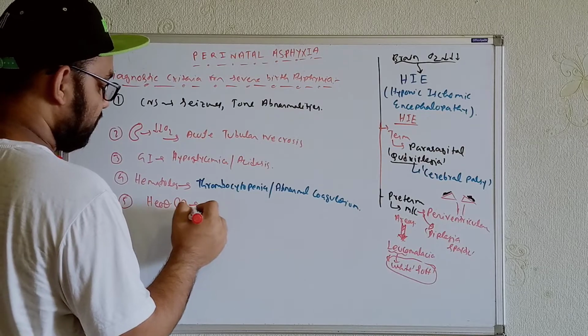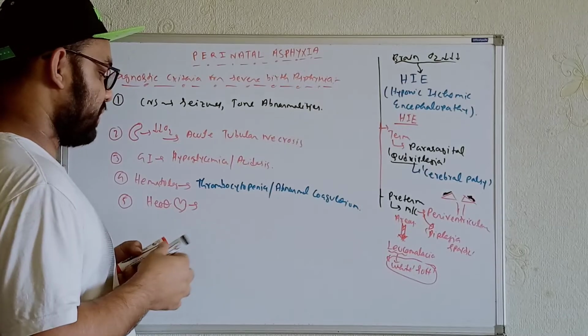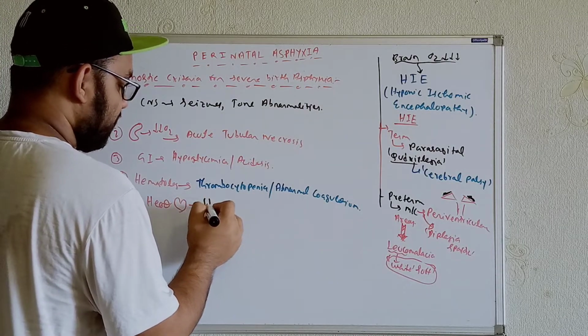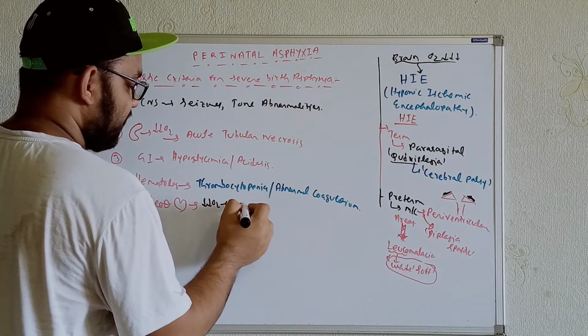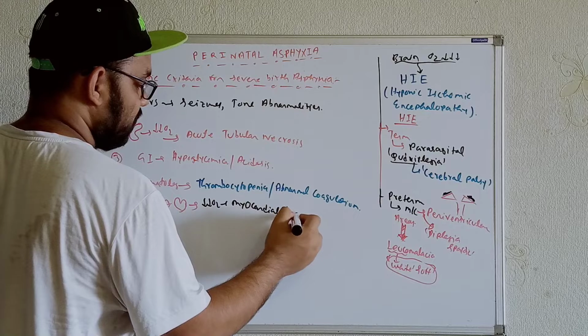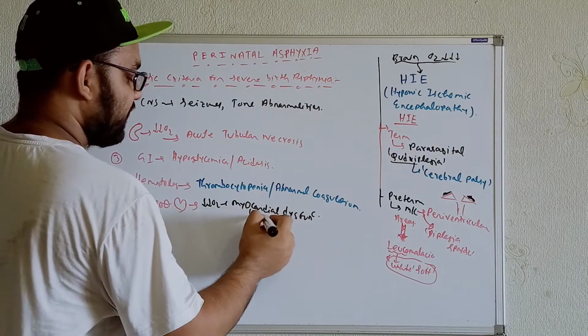In case of the heart, we know that there will be a problem because the myocardium needs oxygen. The myocardium needs oxygen for its muscular contractions. But whenever we get a deficiency of oxygen here, then what? We will get myocardial dysfunction. Okay. So for this, we can get different types of problems.